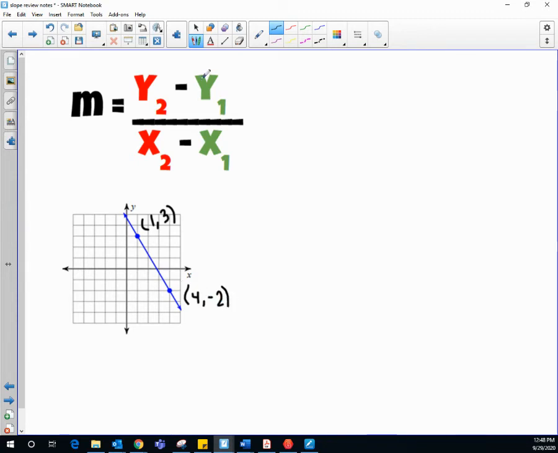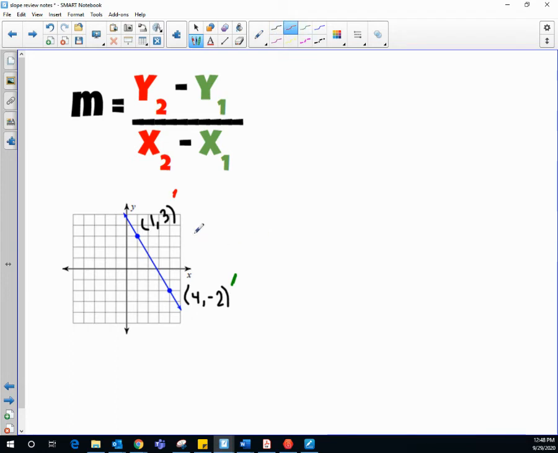Okay. Now in this case, a lot of students get confused which one has to be the second ordered pair and which one has to be the first. Doesn't matter as long as you're consistent. Okay. So here, I'm just going to use this one as the y2, and I'm going to use this one as the y1. Doesn't matter if you flipped it and did it the other way, you would still get the same exact answer.